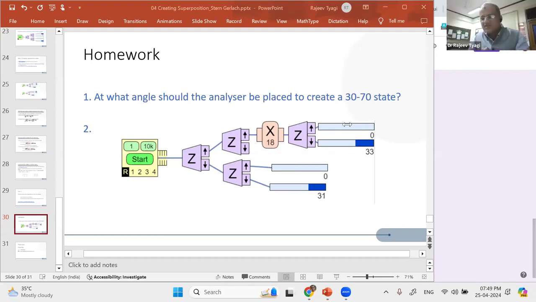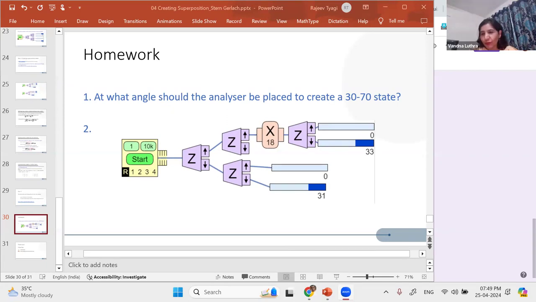Take your time. How mathematically can I write the state so that I can get at what angle the field is? Yes, sir, exactly like that. Just a second, you want me to tell you the answer for this homework? Let's move ahead. I think we have reached the end of the questions.